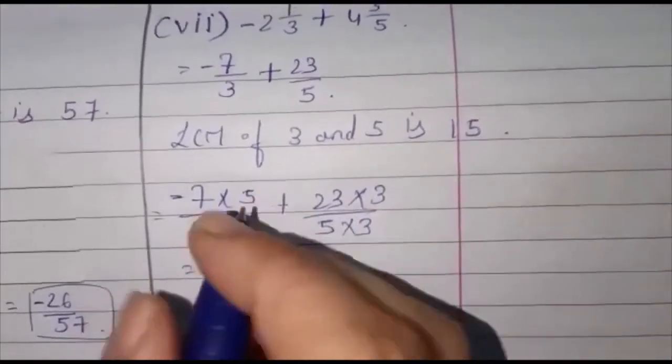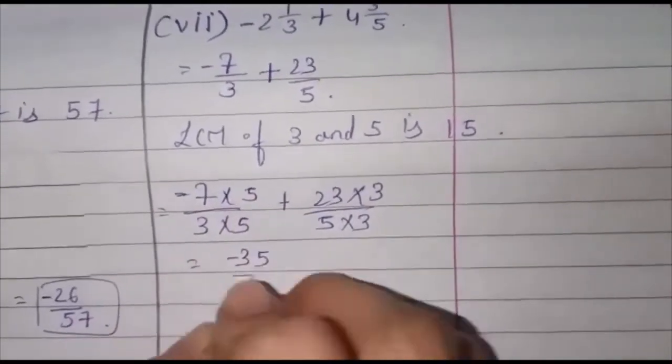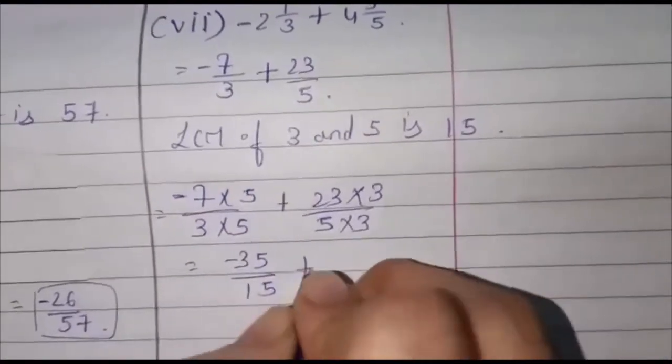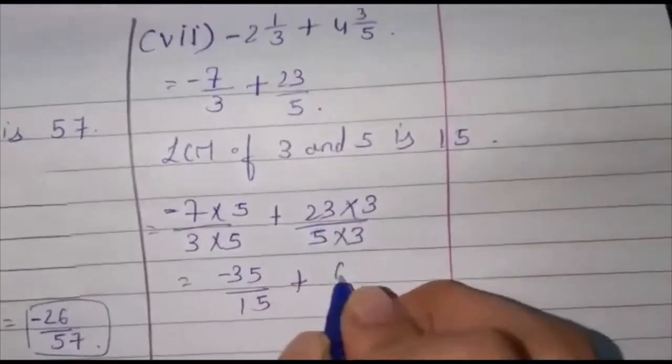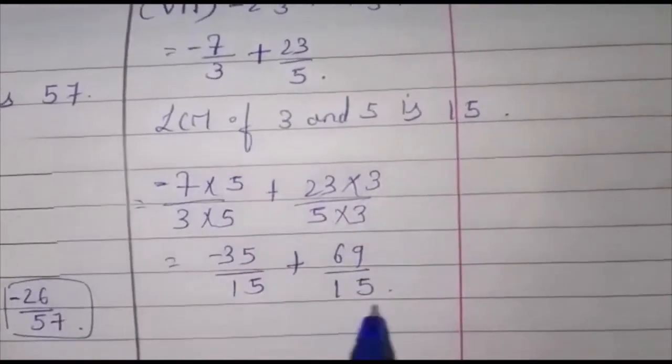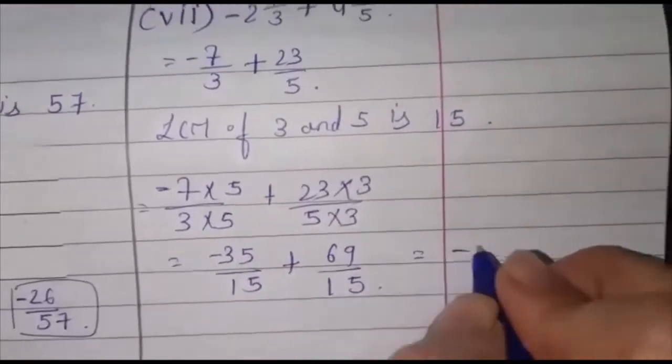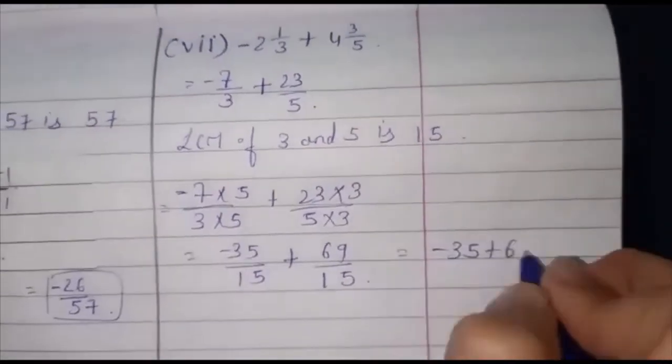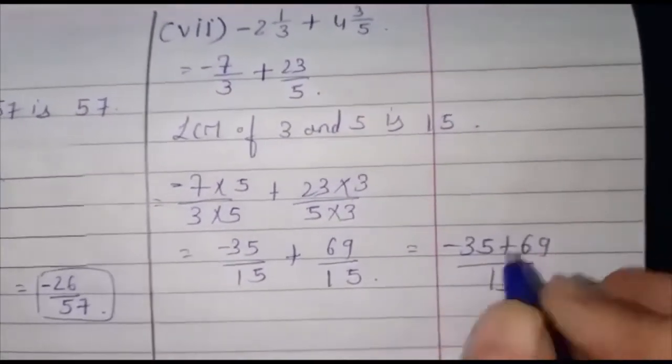Now minus 7 into 5, that gives minus 35. 3 5s are 15, plus 23 3s are 69 and 5 3s are 15. Now denominators are equal, so now we can add. So minus 35 plus 69 upon 15.